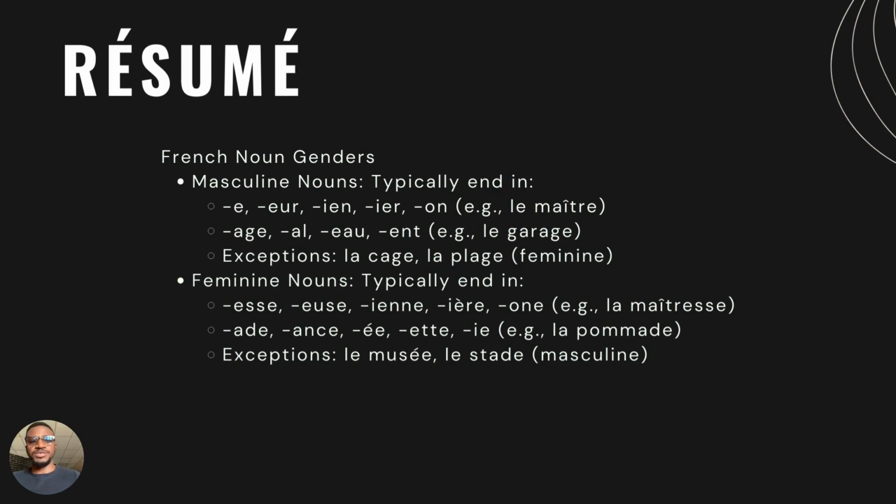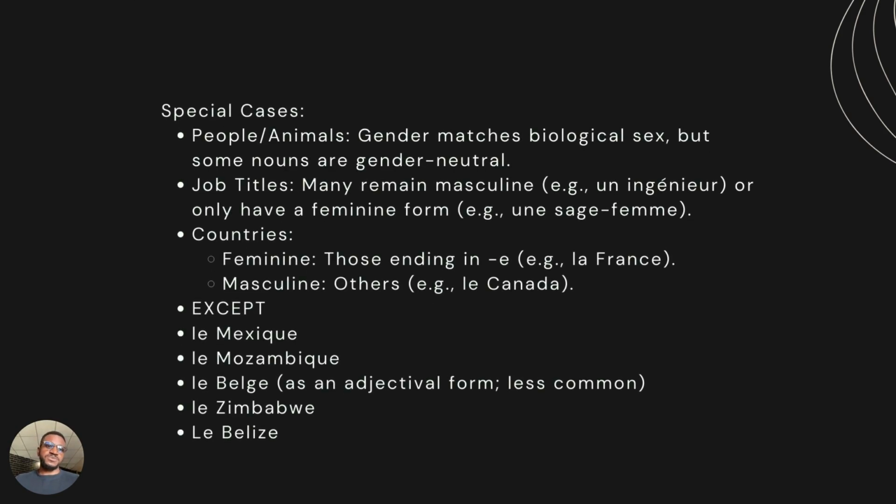So you have your endings for your masculine nouns and then your endings for your feminine nouns. And remember, like I said, most of the nouns that end with an E are feminine. Of course, there are some exceptions, but most that end with an E are feminine. And then your special cases, like people, use the gender that they have. The job titles might actually have both feminine and masculine. And then some do maintain just the feminine or masculine. And now for your countries, you know that most of the countries that end with an E are feminine, except le Mexique, le Mozambique, le Belge, le Zimbabwe, le Belize. Those are the ones that are still regarded as masculine.